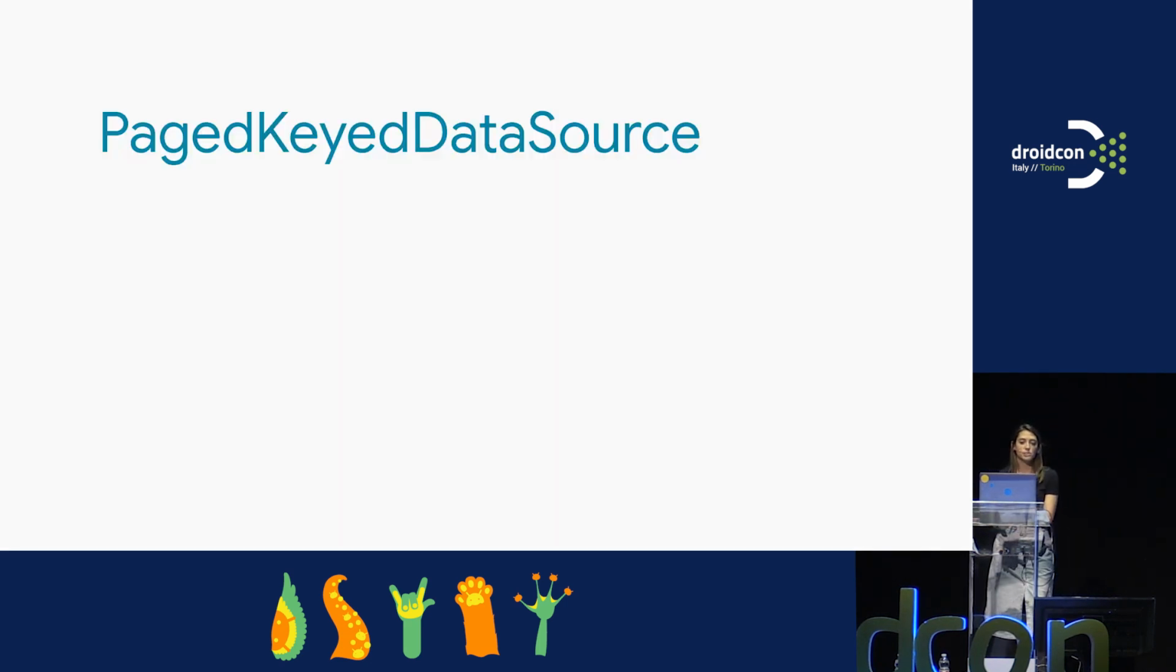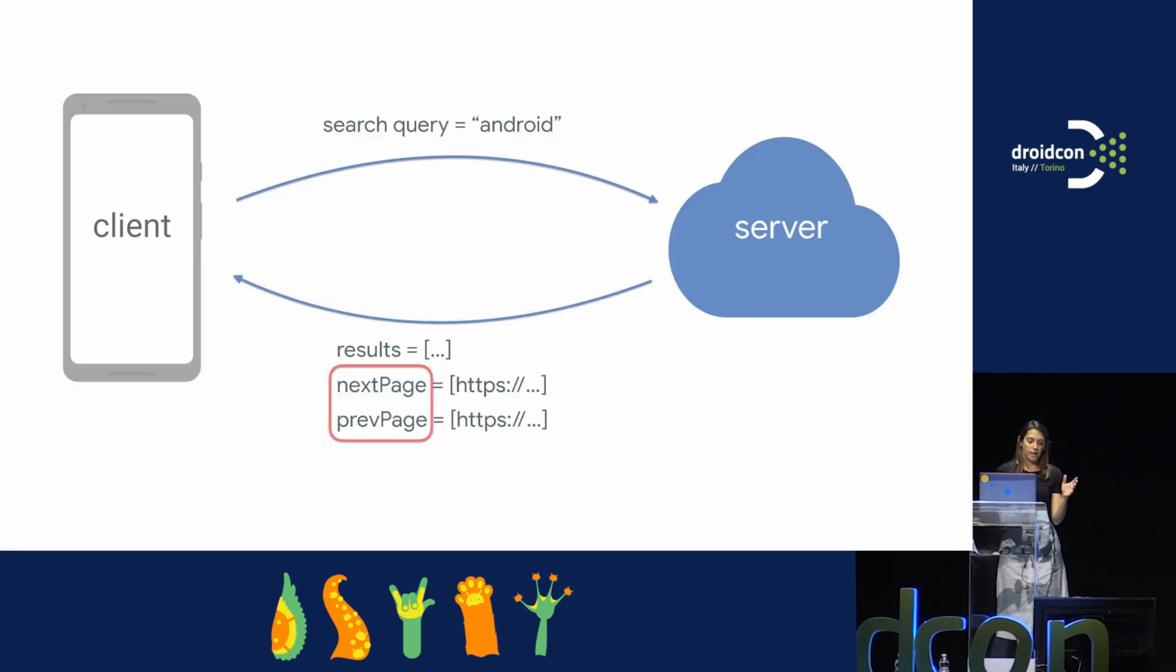Then the third data source is the paged keyed data source. So this is actually how a lot of the backends out there work. If, for example, you're using the GitHub or the Reddit APIs, you see that if you're searching for a query, then the response that you get from that backend is of results, but also with the next and the previous page of those results. So you can see this as a sort of a linked list that has links to the next or to the previous items.